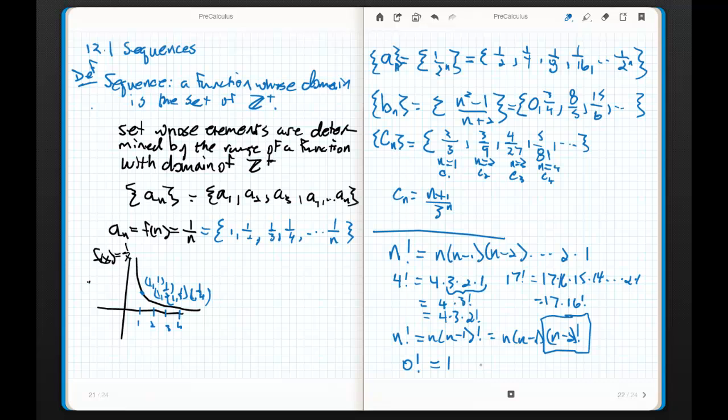However, there's kind of a clever proof. If I use, let me change my colors right here. If I use this rule, this little property right here, and I think about 1 factorial, well, doesn't 1 factorial have to equal 1 times 1 minus 1 factorial, which is 1 times 0 factorial? So what must 0 factorial be? It's got to be 1. That's a useful piece of information. Okay?